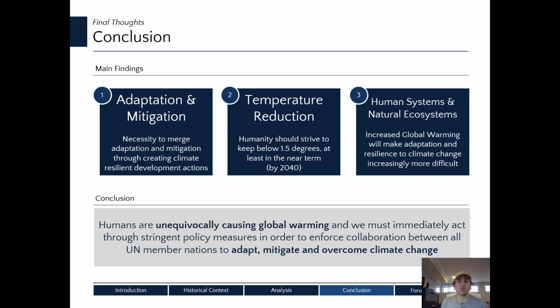Now, the final concluding statement that we have is that humans are unequivocally causing global warming, and we must immediately act through stringent policy measures in order to enforce collaboration between all UN member nations to adapt, mitigate, and overcome climate change. That's the end of our presentation, and now I'm going to go into the Packback questions for this week.